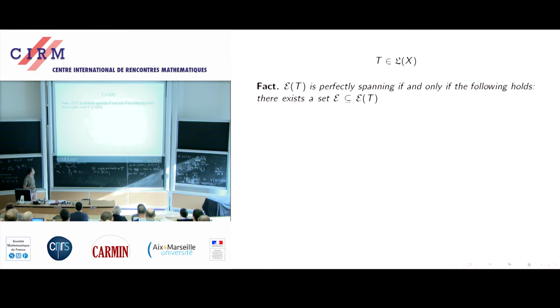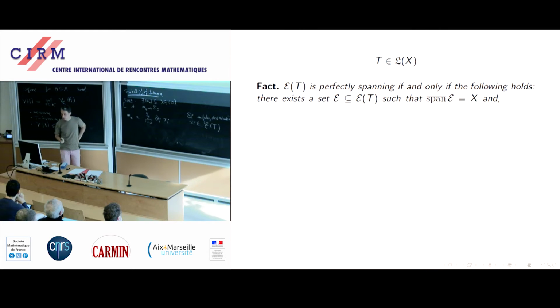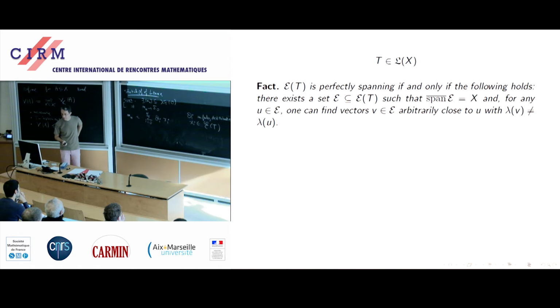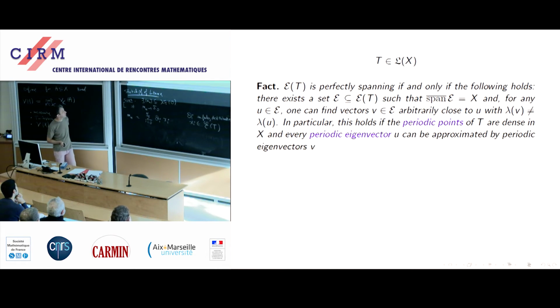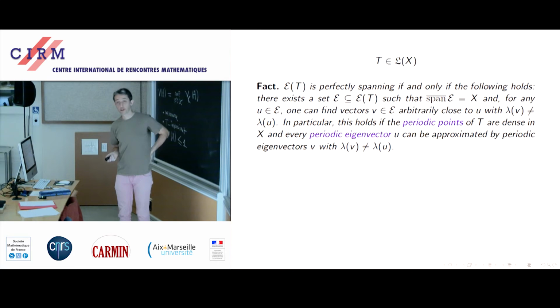So you can find a set E, a set of unimodular eigenvectors, which spans the whole space, and such that if you take any U in this set E, then you can find other vectors in the same set which are close to U, but which don't have the same eigenvalue. This is the point. So this is equivalent to the perfect spanning property. And so, for example, if you assume that the periodic points are dense, and that any periodic eigenvectors can be approximated by periodic eigenvectors who don't have the same eigenvalue, then you have this perfect spanning property.